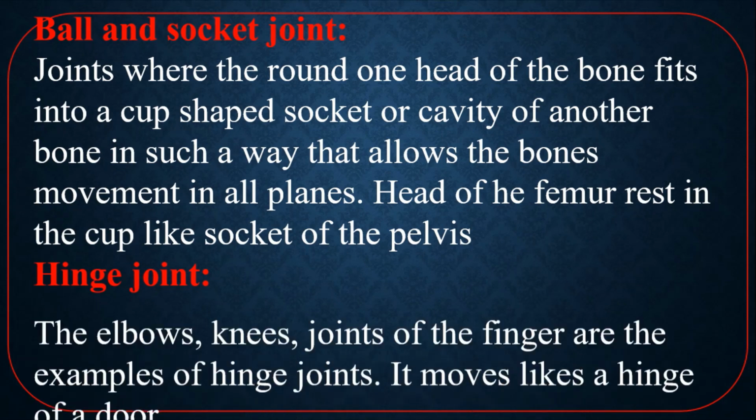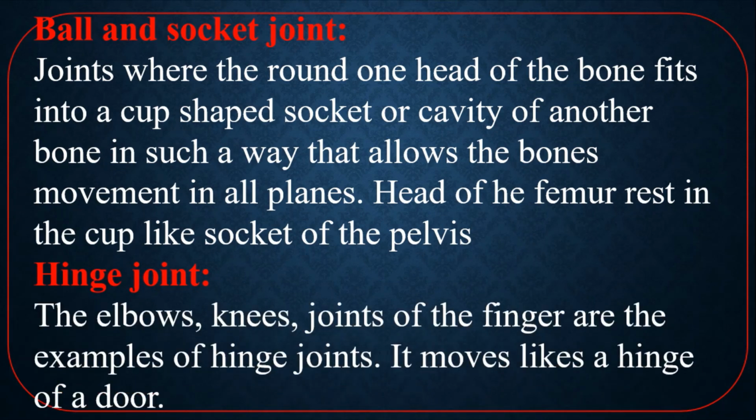Hinge joint: the elbows, knees, joints of fingers, etc. are examples of a hinge joint. It moves like the hinge of a door. We can bend our arms and legs in one direction, but can we bend them in the opposite direction? Of course not. Such a kind of joint is called a hinge joint.